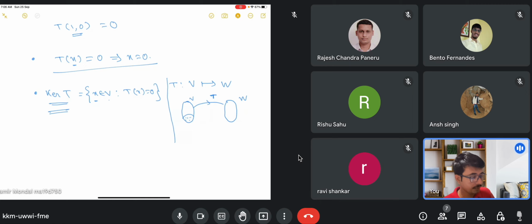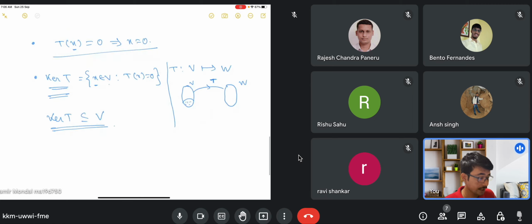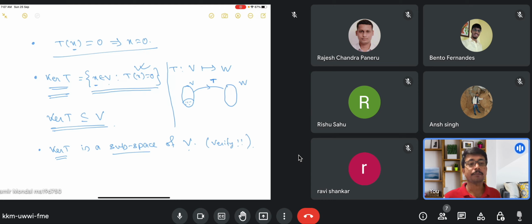Okay, so this is nothing but a subset of V. One can verify that this is a subspace of V. This is very interesting: the kernel of T is a subspace of V. If you collect these elements from V which satisfy these conditions, then this is a subset of V and this is a subspace of V. This is your homework. Try to verify this statement: the kernel of T is a subspace of V.